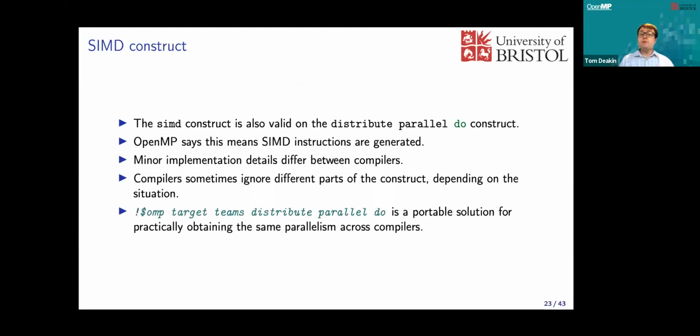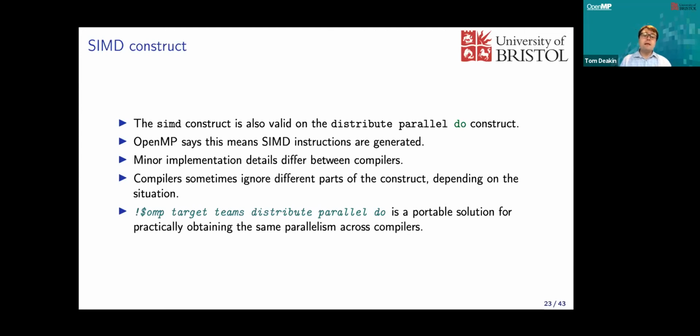So we can also use the SIMD construct, and this is valid on the distribute parallel do as well. In general, we tend to use target teams distribute parallel do SIMD. Sometimes having the SIMD in there as well is fine. OpenMP just says that the SIMD clause must mean that SIMD instructions are generated. That's what it says in the specification.